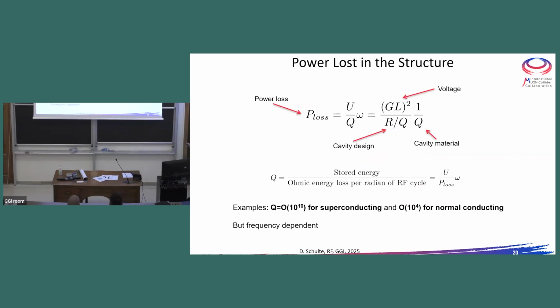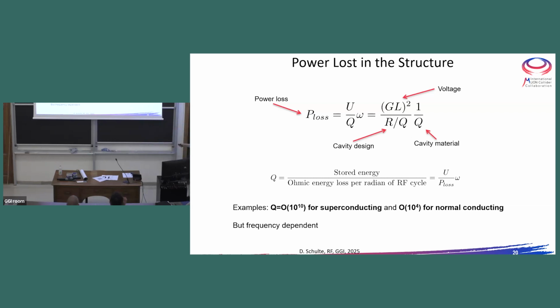Now, what is the power lost in the structure? The power lost in the structure is the energy inside of the structure divided by Q times omega, the frequency of the structure. That is, Q is defined as the stored energy divided by the ohmic loss in the cavity per RF radian cycle. That's just a definition.